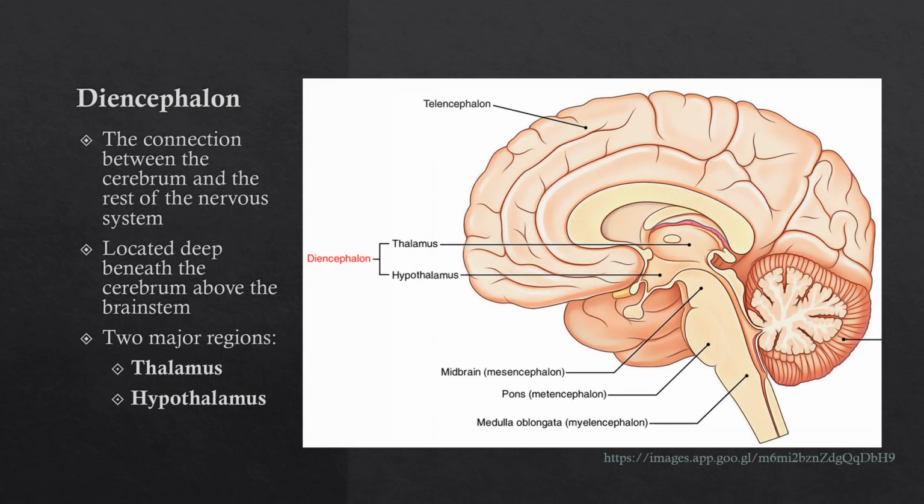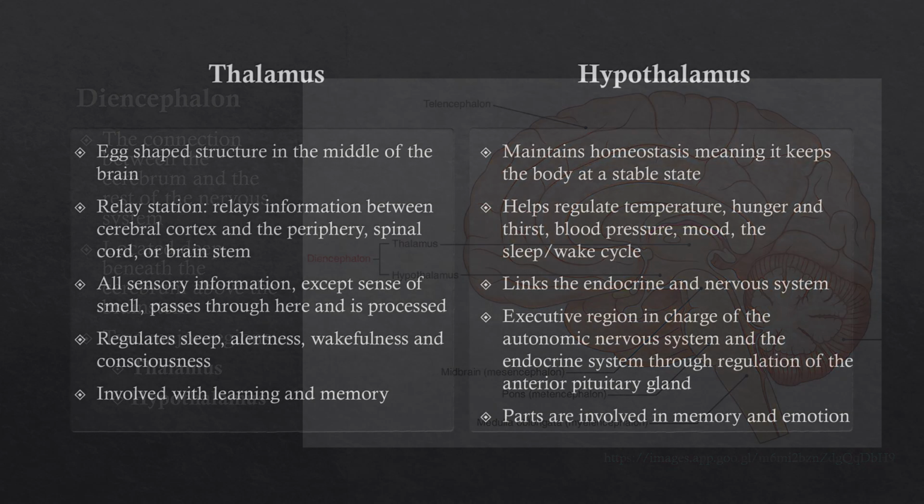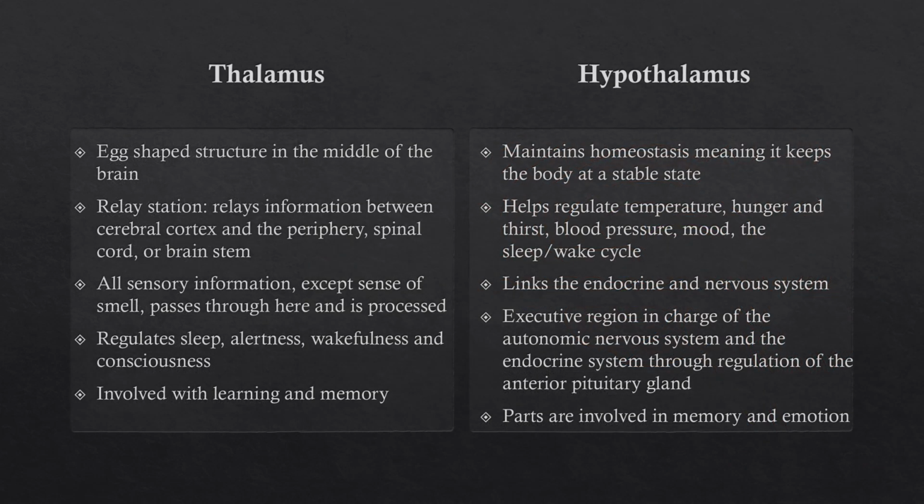The diencephalon is the central portion of the brain and the connection between the cerebrum and the rest of the nervous system. It is located deep beneath the cerebrum, above the brainstem. It is comprised of the thalamus and the hypothalamus. The thalamus is an egg-shaped structure that lies above the brainstem in the middle of the brain. There are actually two, side by side, thalami, as there is one in each hemisphere of the brain.